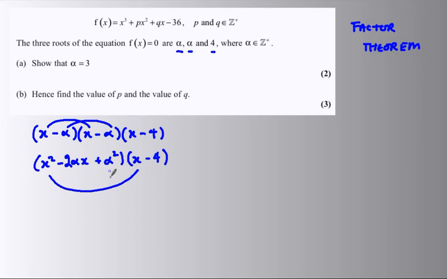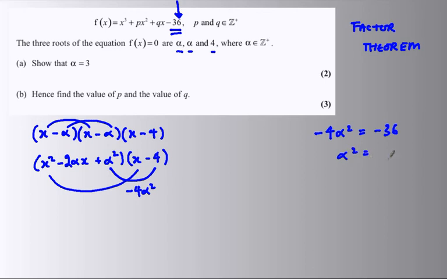Everything else will have x in. The only thing that doesn't have x in is that times that when we multiply these out. And the only thing that doesn't have x in is here. Minus 36, which means that minus 4 alpha squared, that multiplied by that is where this minus 36 comes from. So what we have is minus 4 alpha squared is the bit that gives me the minus 36.